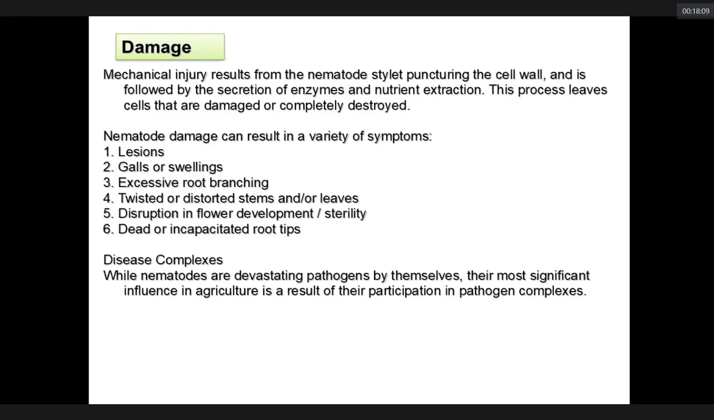And what is phyllosphere? The above ground plant part where leaf, flower, fruit, stem, twigs, branches remain. Above ground plant part, we call it phyllosphere. You understand? And rhizosphere is the below ground region where the root systems are distributed.